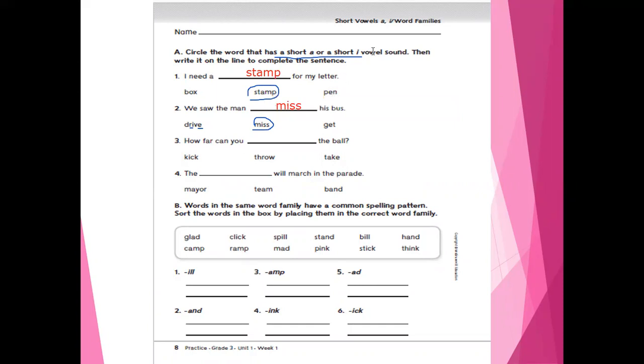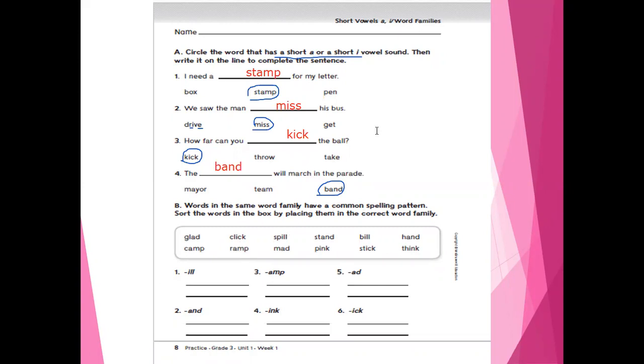How far can you kick the ball or throw the ball or take the ball? All of them can be correct. But they told us to choose the word with the short I or A sound. So kick has short I sound. Let's write kick. How far can you kick the ball? That will march in the parade, mayor or team or fan? Here we have short A in the word band. So let's write band.